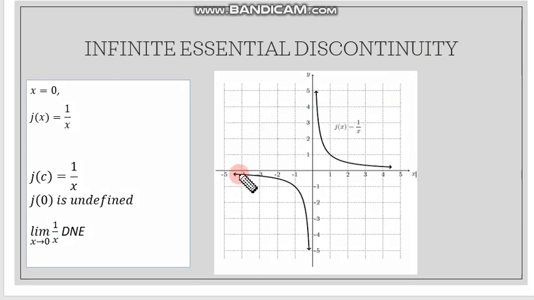So on the left side, it is approaching negative infinity as it approaches the value of 0, while on the other side, as x approaches the value of 0, the f of x approaches positive infinity. So infinite essential discontinuity.